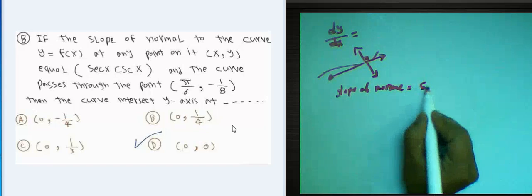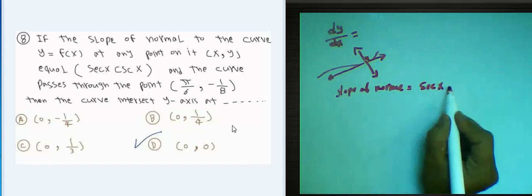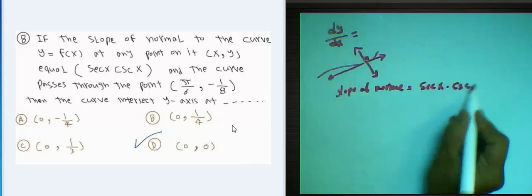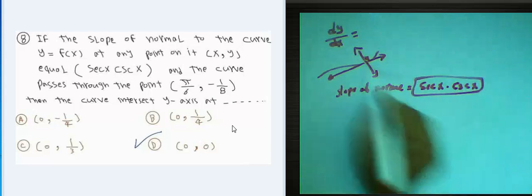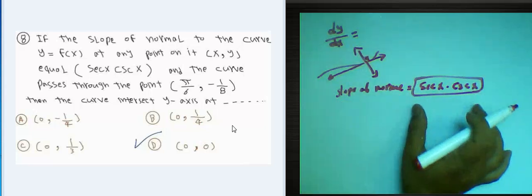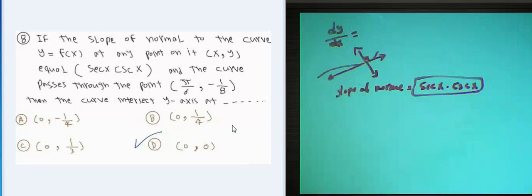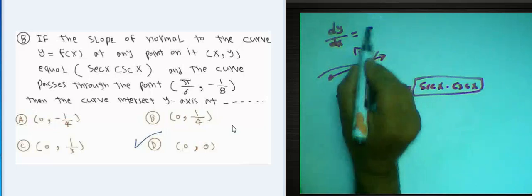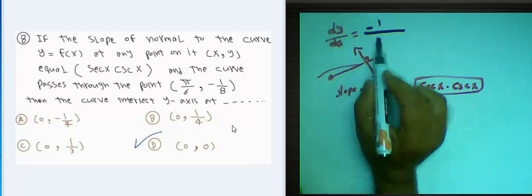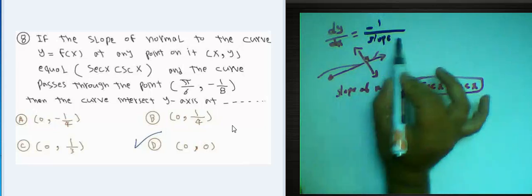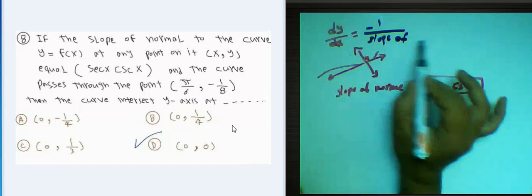It will be what? Slope of normal equal sec x dot cosec x. It means the slope will be the inverse of this result, and we must change the sign. Since the result will be negative 1 over the slope of the normal.